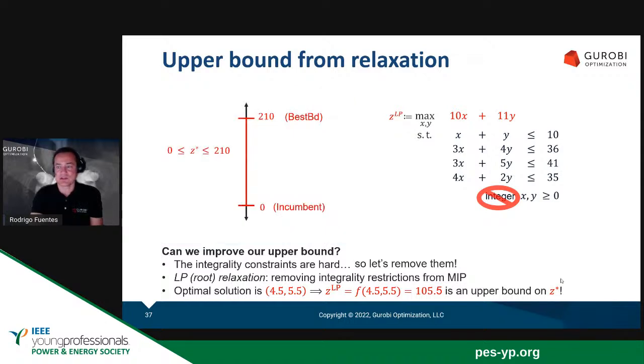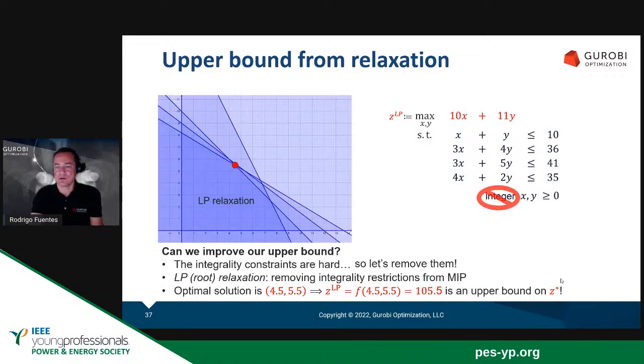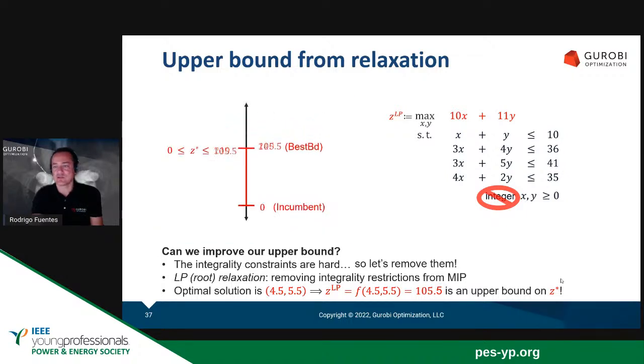So this is nice because before we thought, okay, we cannot do better than 210, but now we have more realistic expectations. We know that we cannot do better than 105.5. That's our best bound, okay? So that's a big step. We cannot do better than that number. Okay, now we improved the bound of the problem, the upper bound.